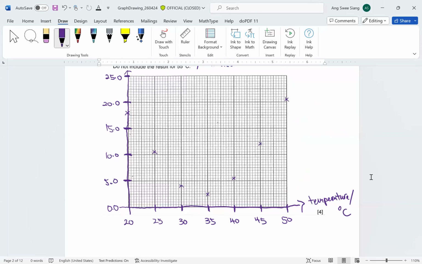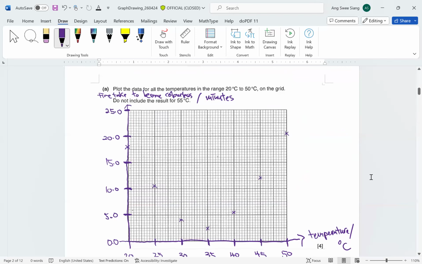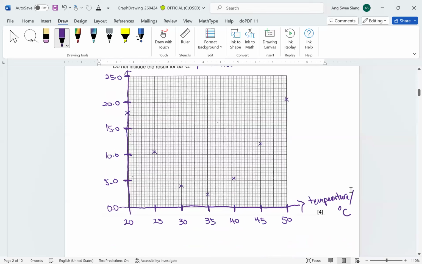Next, drawing the best fit. Most of the graphs you are asked to draw, you are supposed to draw either a best fit line or best fit curve. Very rarely they will ask you to just join the points using straight lines. Very rare, but I never say never. In this case, you look at the data points, you know this is obviously a curve. So this is how I will draw.